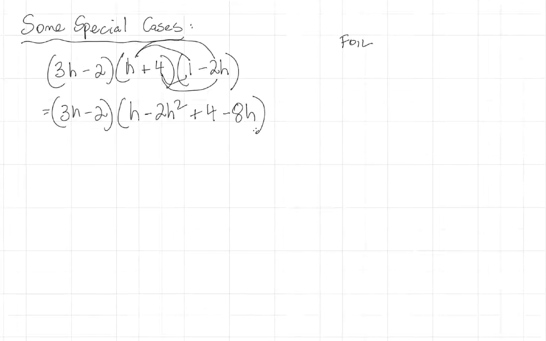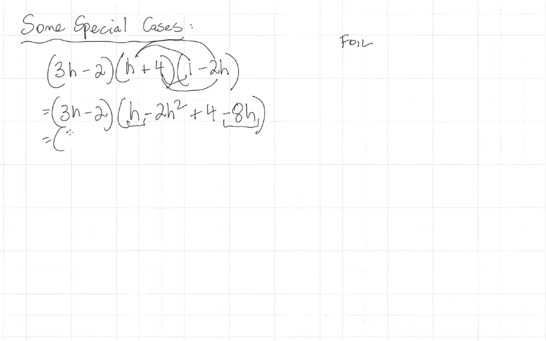Always try and collect like terms as you go, and here we can have a look and see, well, we've got some h's. There's only one term with h squared, there's only one constant term, but we've got a plus h and a minus 8h, so we could collect those before we do this multiplication.